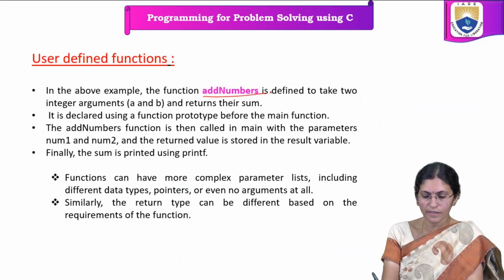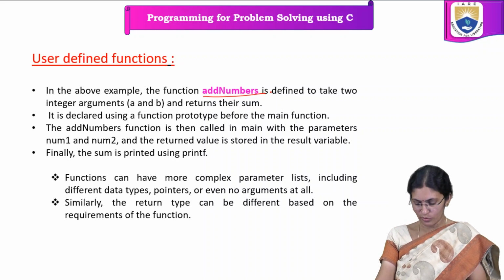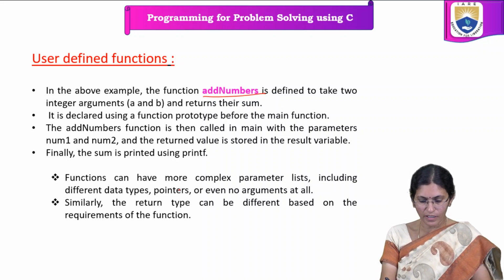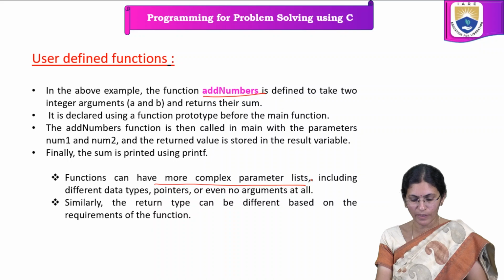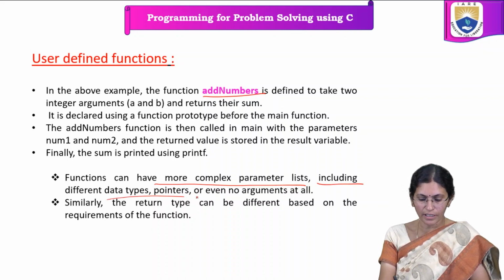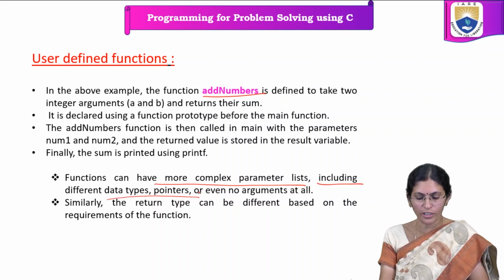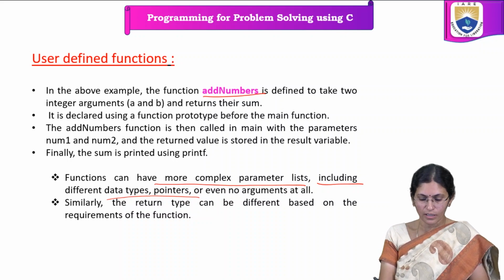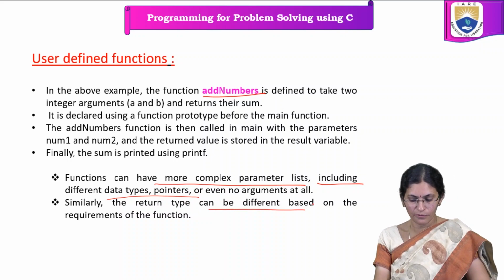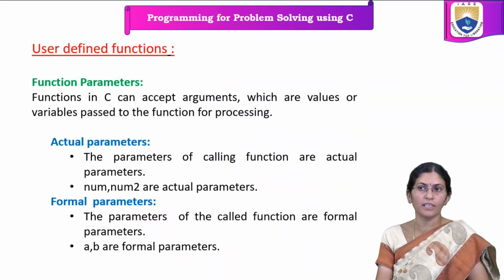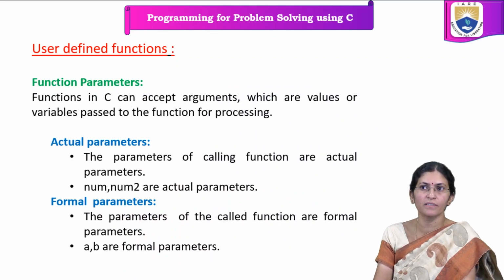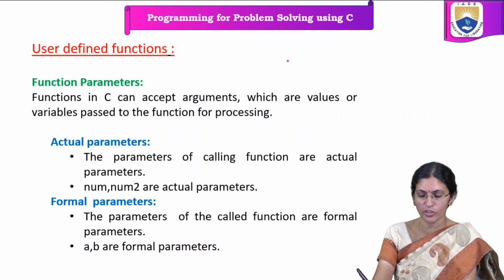So in this example, this is a function to add two integers. We have seen that functions can have a more complex parameter list, including different data types, pointers, or even no arguments at all. The return type also can be different. The function may or may not have any return type. So based upon the parameters and return type, we have seen the types of functions.